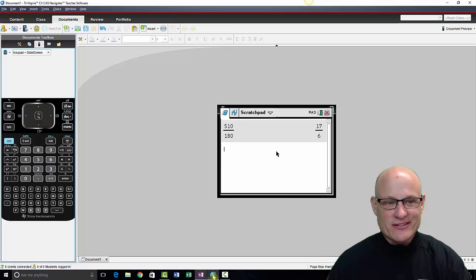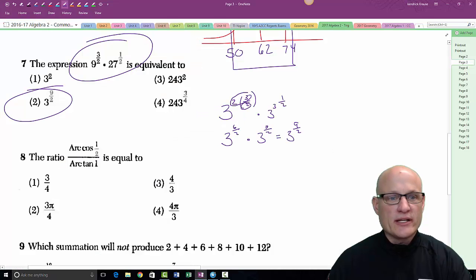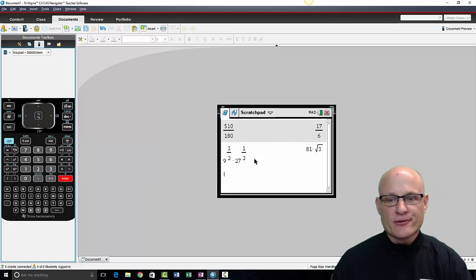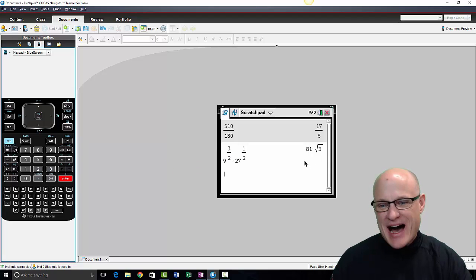Now, quite honestly, I would have just done this one on my calculator. 9 raised to the 3 over 2, times, make sure you get it right, 27 raised to the 1/2. Could have just taken square root of 27, but that would have been crazy. And it's going to give you 81 square root of 3. Oh, I'm using a different calculator. It would have given you some weird decimal. If you would have used your calculator, it would have given you some odd decimal here.